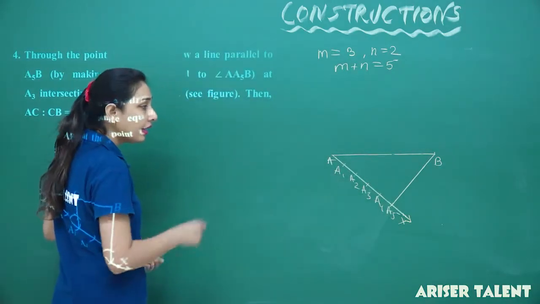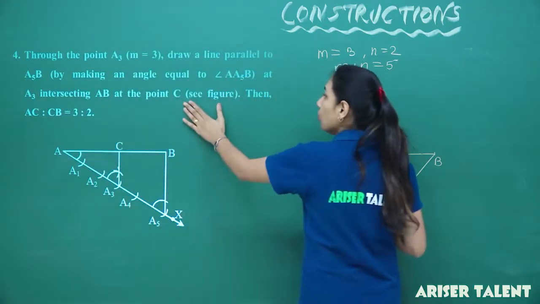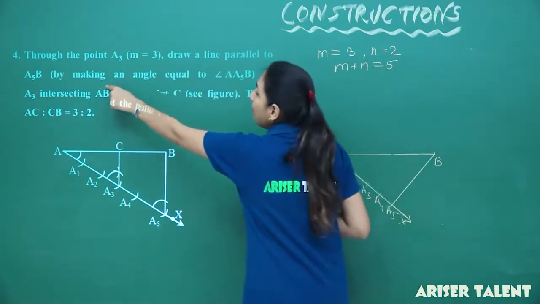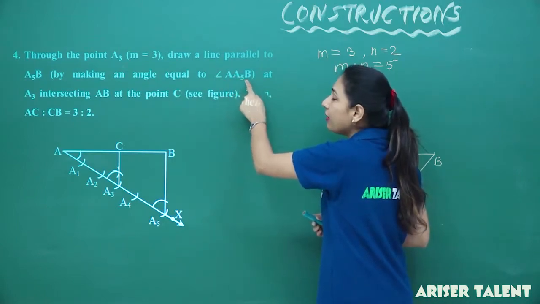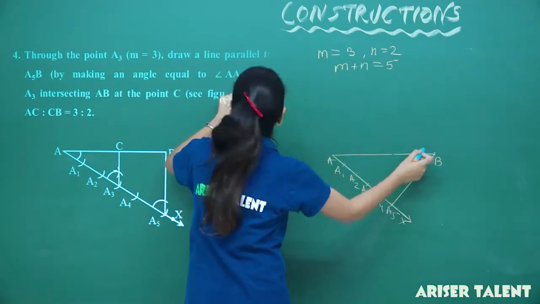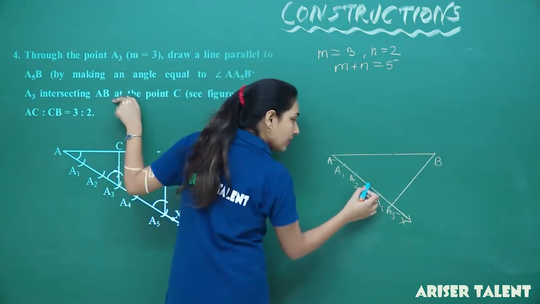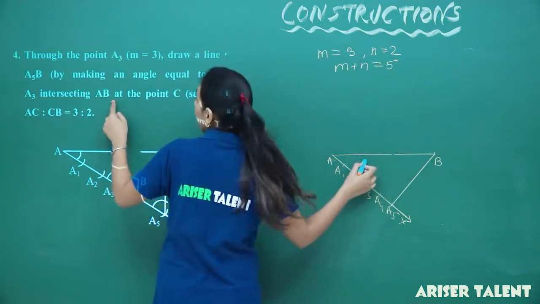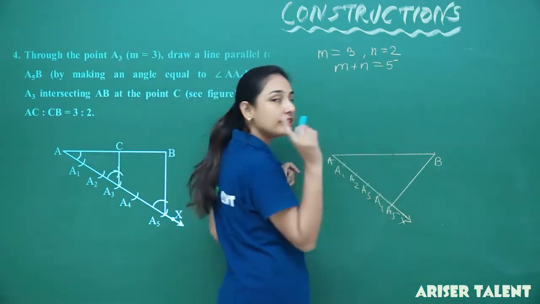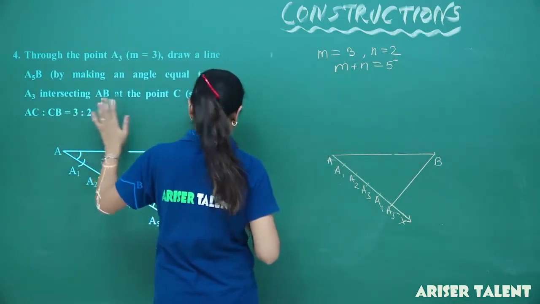Now what will it be? You have to make this angle parallel to that angle. So what will we do? By making an angle equal to angle AA5B. Now this angle is AA5B. A3 will intersect AB at a point C. So we have a point C here. See the figure: AC ratio CB equals 3 by 2.